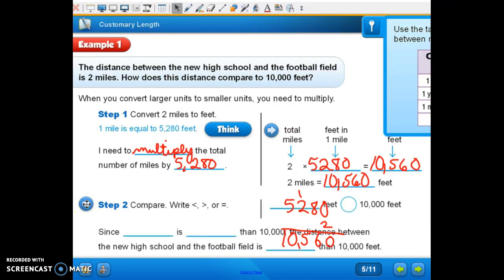Step 2, compare: less than, greater than, or equal to. Since 10,560 is blank than 10,000, what is it? Greater than? Okay, 10,560 is greater than 10,000.